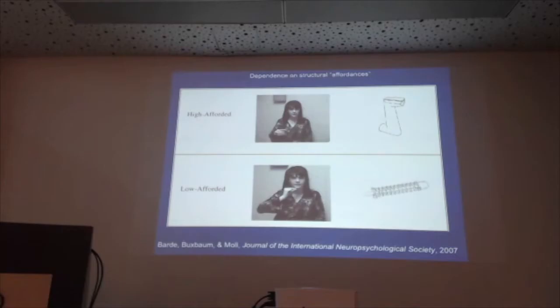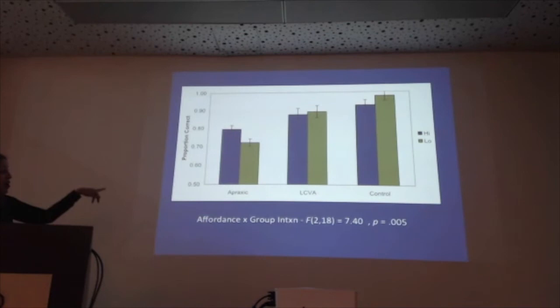And what we saw is that the apraxics, but not non-apraxic left hemisphere stroke patients matched for lesion volume, were significantly worse with the low-afforded objects. So they really had trouble when the object doesn't tell you what to do with it.